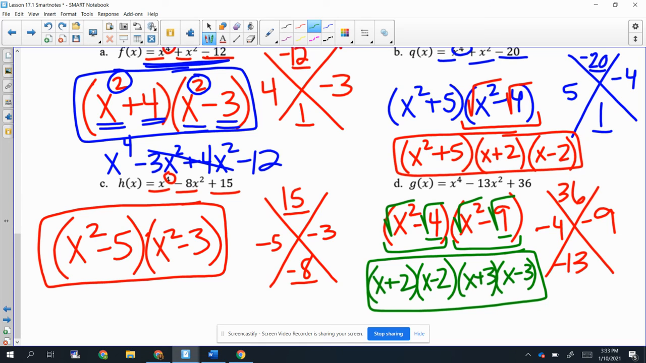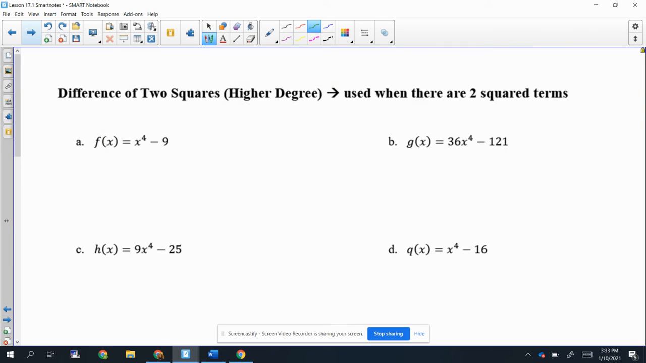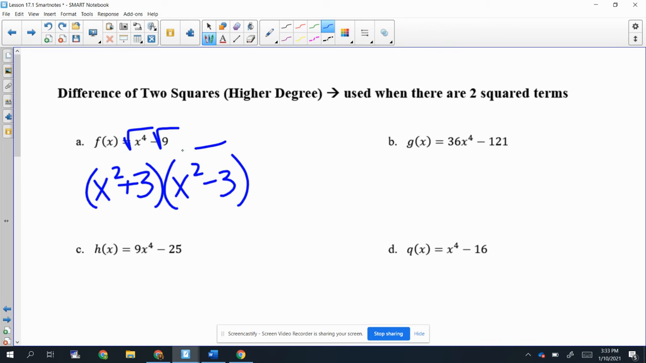Awesome. All right, very last thing we're going to talk about in today's video is going to be difference of two squares, again, when there's a higher degree, so when it's an x to the fourth. We start out the same way, just like if this was x squared minus 9, we would write it as x plus 3, x minus 3, but now it's x to the fourth. So now we have to write it as x squared plus 3 and x squared minus 3. And that would be your final answer there. Again, you just have to be careful that none of your factors can be simplified further.